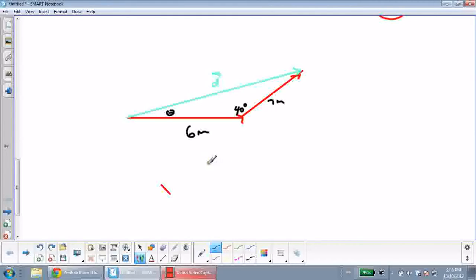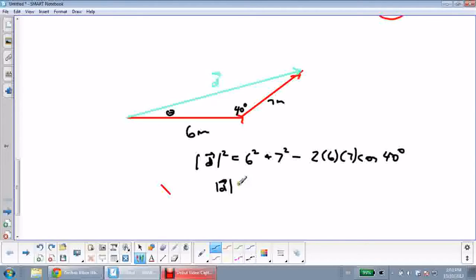If I'm going to call this d, I can say d squared equals 6 squared plus 7 squared minus 2, 6 times 7, and this is the cosine law, cos 40 degrees. And I can eventually work this down and figure out that the displacement vector has a length of 4.5 meters. Just like that. Now I still need this angle.